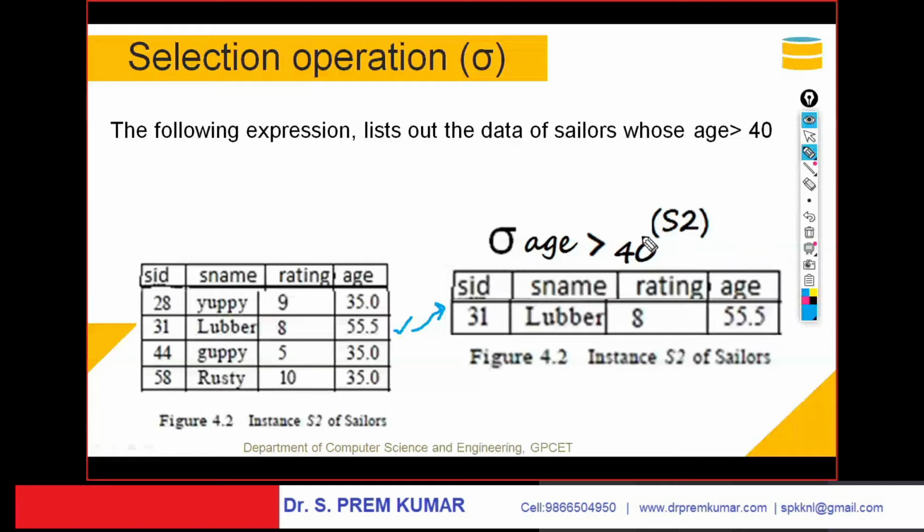S2 means this is the table. This entire table is called S2. From S2, age greater than 40. So you get those sailors whose age is greater than 40. Here there is only one sailor with age greater than 40, that is Lubber with 55.5 years. Please go through this slide.